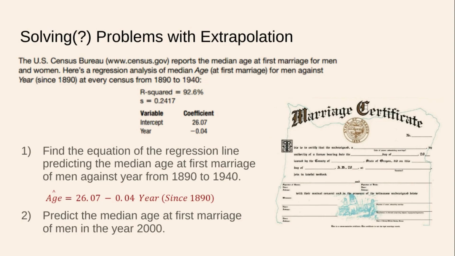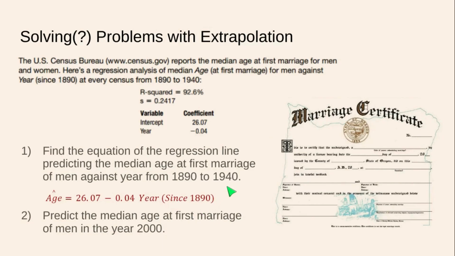So we're predicting age, and we take the intercept, 26.07, substitute it there, minus 0.04, that is my slope of my regression line, the coefficient of year, all right? And that's year since 1890, not year since, I don't know, the first year. Now we're going to predict the median age at first marriage of men in the year 2000.